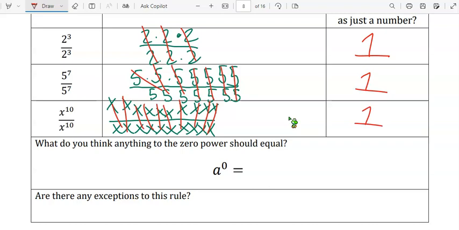What do you think anything to the 0th power should equal? The answer is 1. Are there any exceptions to this rule? Yes, the base a cannot equal 0. If it equals 0, it's an indeterminate form. It would be undefined.